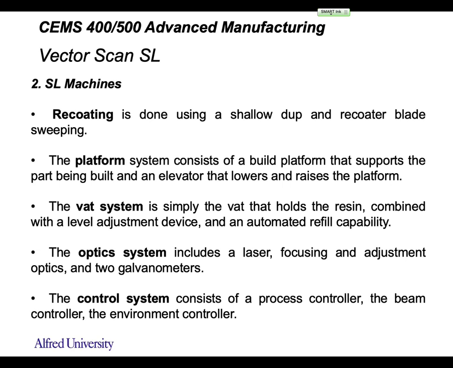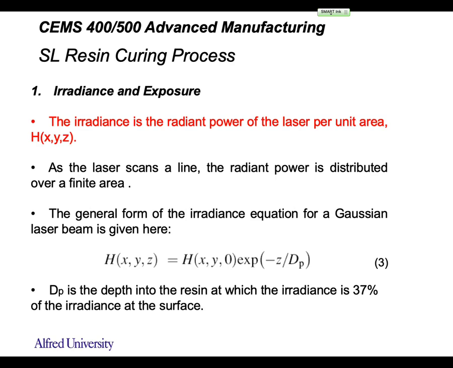Also, the platform system is affected by that photopolymerization because you have to determine what's the thickness of each layer, and then you have to tune the movement of your platform. So that's related to your whole process, and that's the reason those equations are very important.